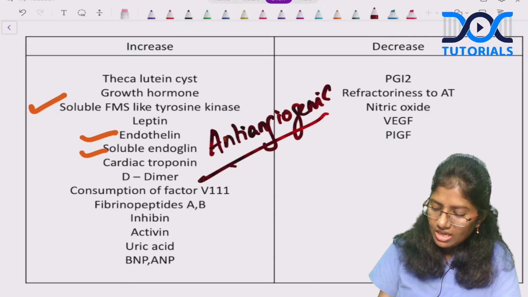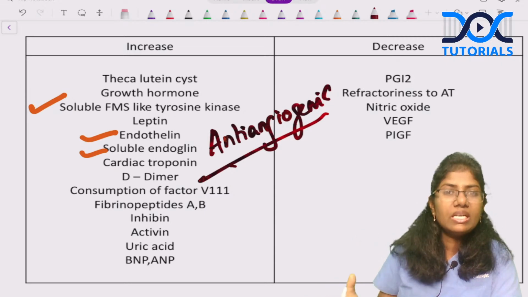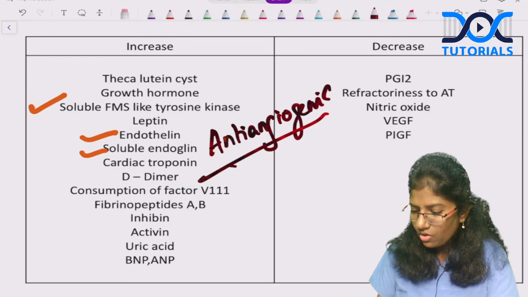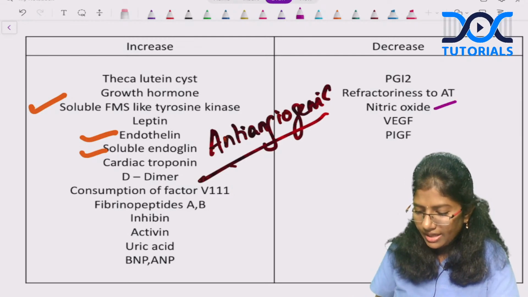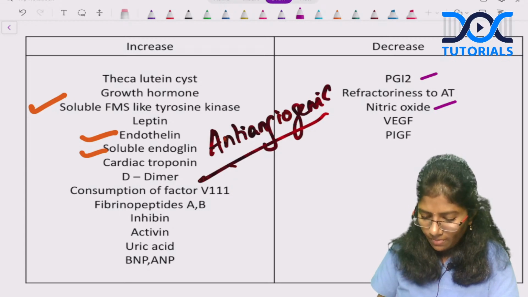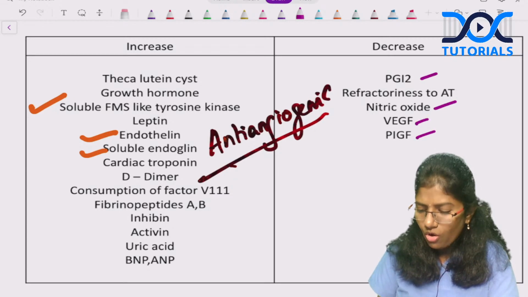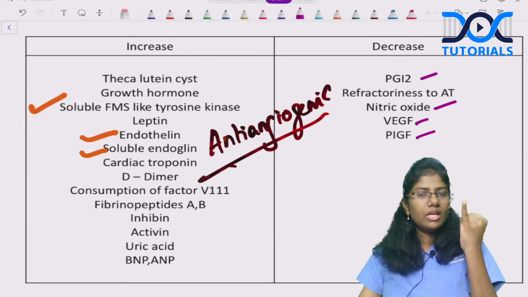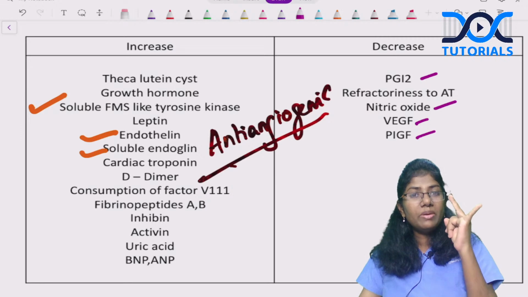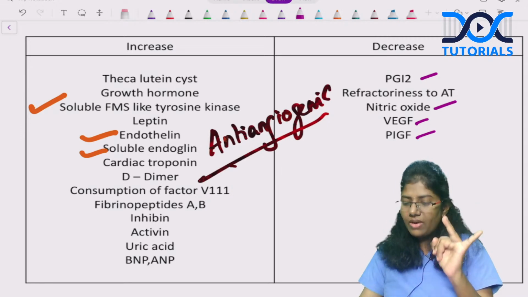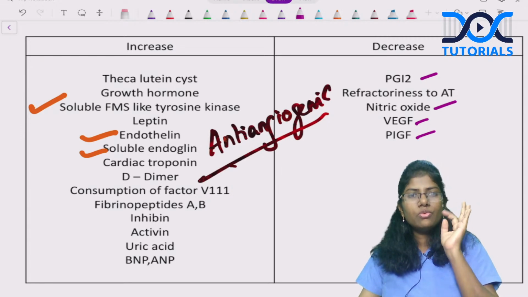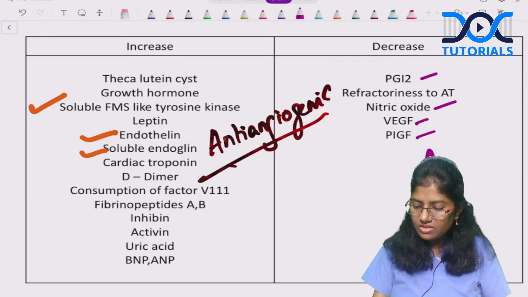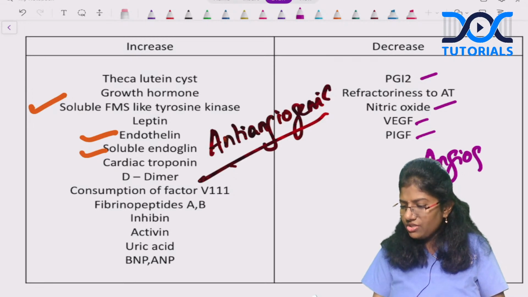Now, there are certain parameters which decrease when the woman is at risk for preeclampsia, and they are nitric oxide, PGI2, VEGF, and all growth factors basically. I want you to remember only 4: vascular endothelial growth factor, placental growth factor, PLGF, prostaglandin I2 and nitric oxide. All these are angiogenic factors.